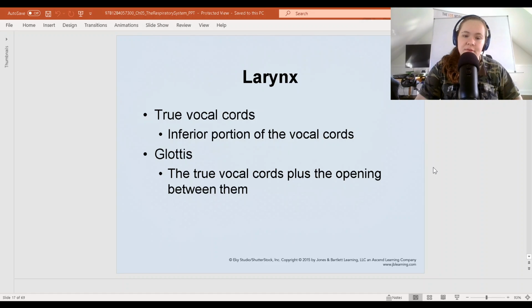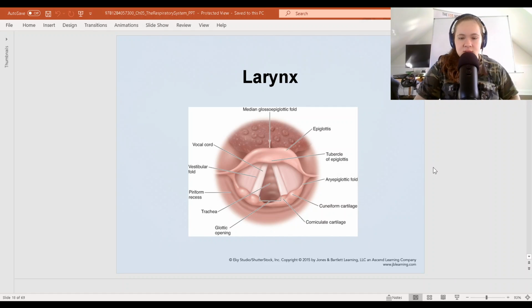True vocal cords are the inferior portion of the vocal cords. The glottis is the true vocal cords plus the opening between them. This is the view of the larynx, and is actually what we look for when we insert a, I don't remember what the procedure is called, but it is a plastic tube with inflatable segments on it, and we look for that when we need to open up or get an airway secured when we have an unconscious patient or someone that is struggling to breathe.